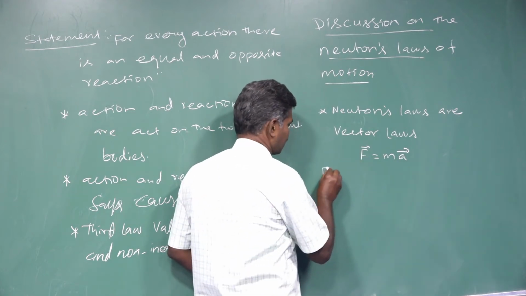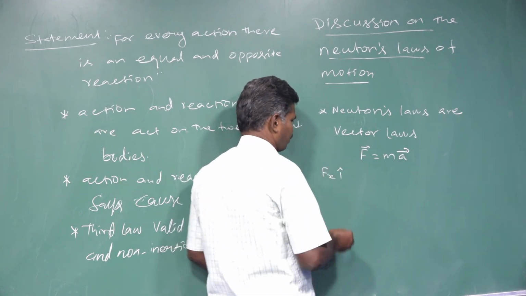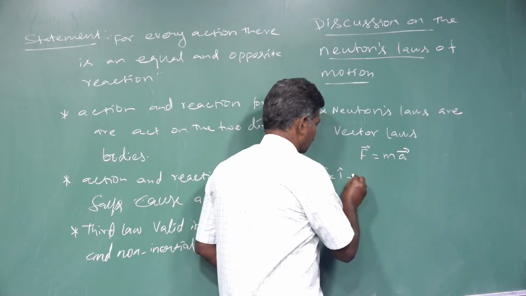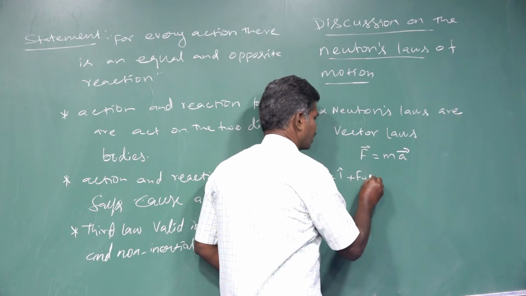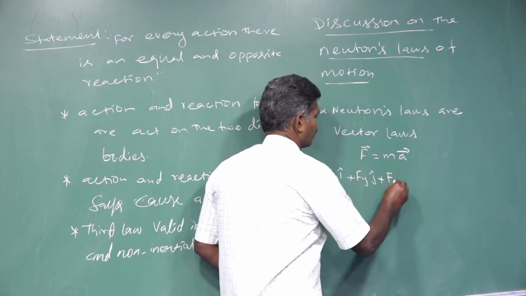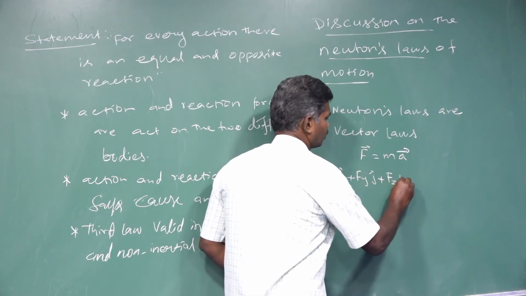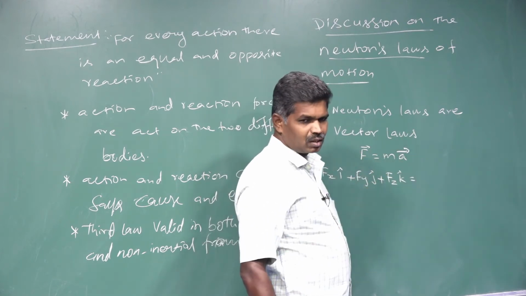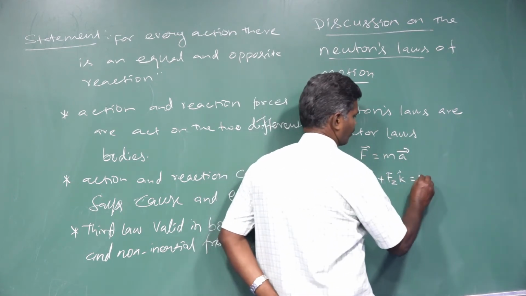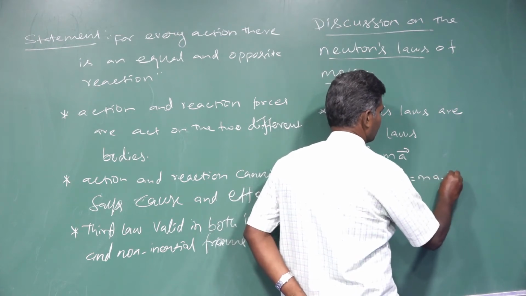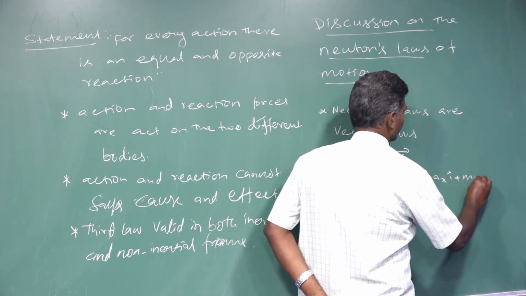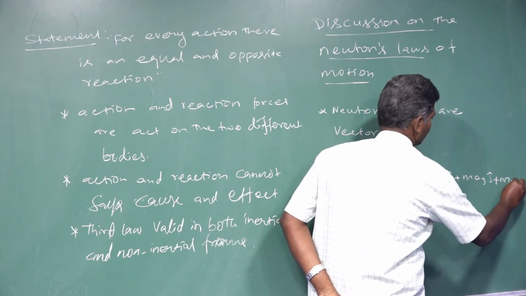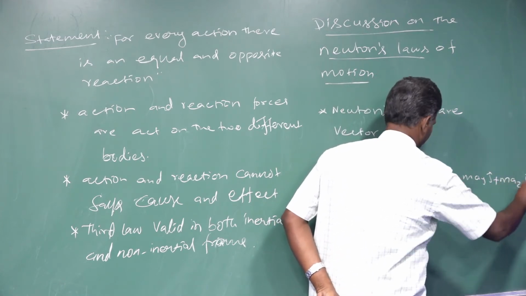That can be taken as fx into i cap, where i cap is along the x direction, plus fy into j cap plus fz into k cap. That is equal to the three components of mass into acceleration. That is, m into ax into i cap plus m ay into j cap plus m az into k cap.